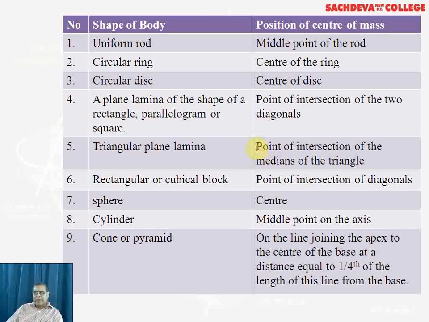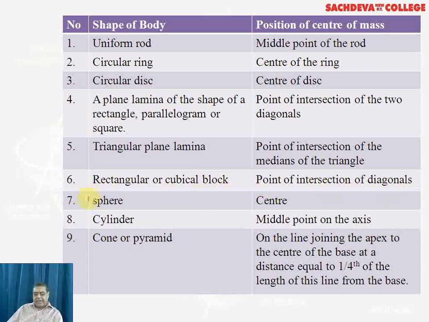And in case of a triangular plane lamina, the point where the medians intersect is the center of mass. The point where all three medians meet is called the centroid. The centroid divides the median in the ratio 2:1. Now the next part is a rectangular or cubical block. Now we have a choice, a rectangular or a cubical block. The point of intersection of diagonals is the center of mass, and that is the geometrical center also.